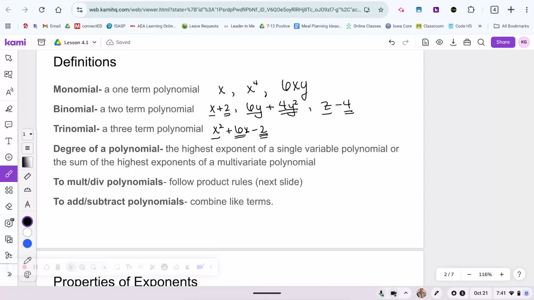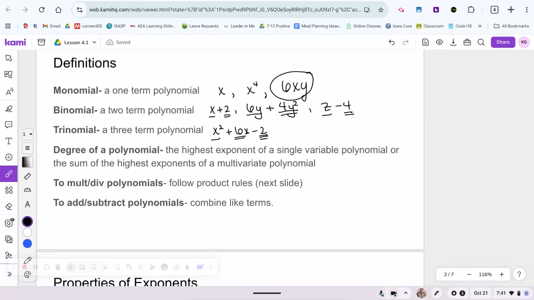Now, when we're looking for the degree of these polynomials, we're looking for the highest exponent of a single variable polynomial. So polynomials that only have one variable, like just x. Or if you have a multivariable, so if you have an x and a y, like in this example up here, you need to do the sum of the highest exponents on those.